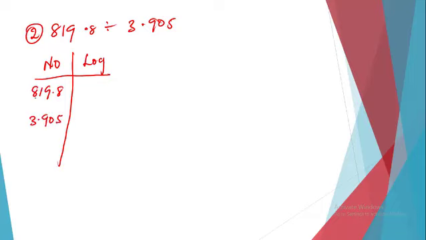and we have 3.905. Okay, for this, what's our characteristics? 3 minus 1, which is 2 point. For this, what is our characteristics? 1 minus 1, which is what? 0 point. Okay, we now search for 81 under 9 in the logarithm table. Then difference 8. 81 under 9, what do you have? You have 9133. And then the difference, we have 4. Add them together, you have 9137.